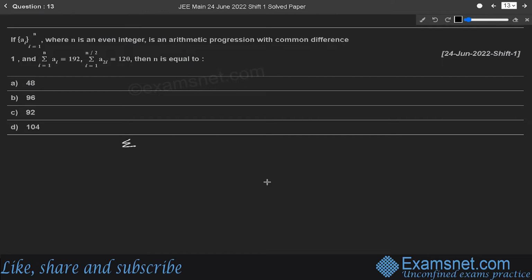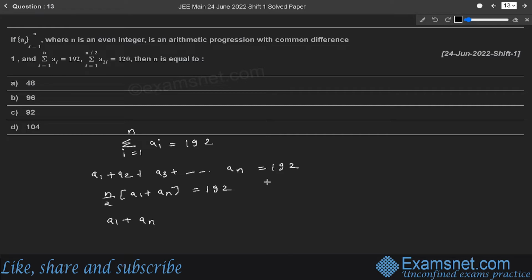It is given that summation of i is equal to 1 to n, a_i is equal to 192. So on putting the values, the series will be a1 plus a2 plus a3 plus so on up to an is equal to 192. So sum will be n by 2 into a1 plus an is equal to 192, or we can say that a1 plus an will be equal to 384 upon n. Let this be equation number 1.